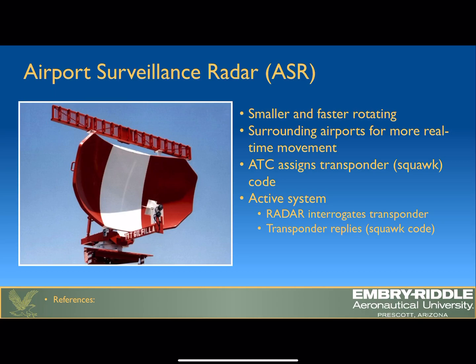Then there is airport surveillance radar, or ASR. This is smaller and faster rotating. This is what airports use to give you vectoring or guidance when you're at an airport. It moves faster, so they get more real-time information, and they can see what your aircraft is doing in real time.